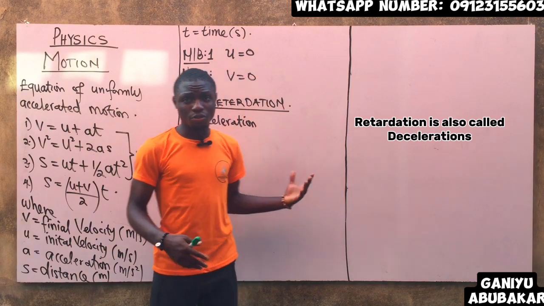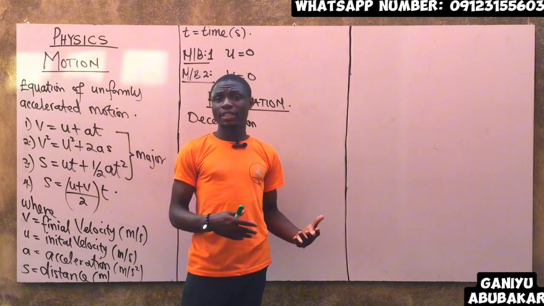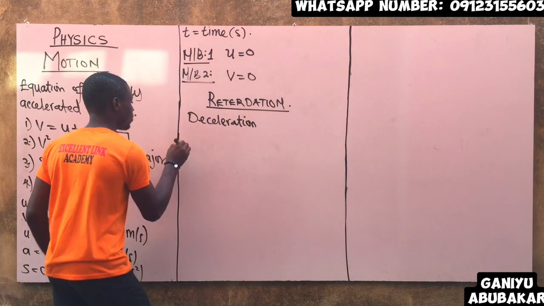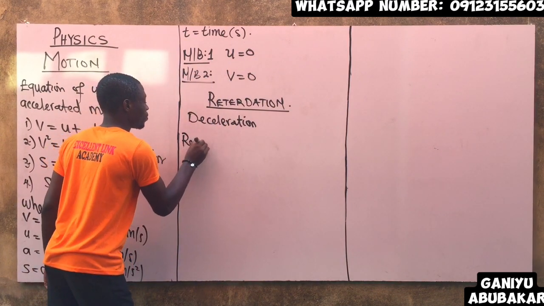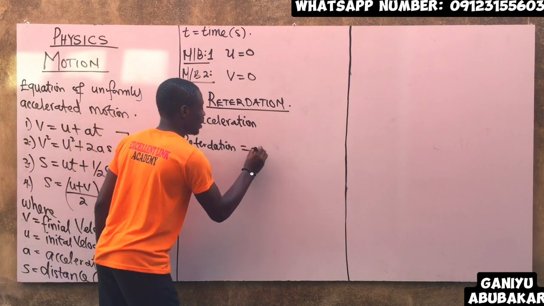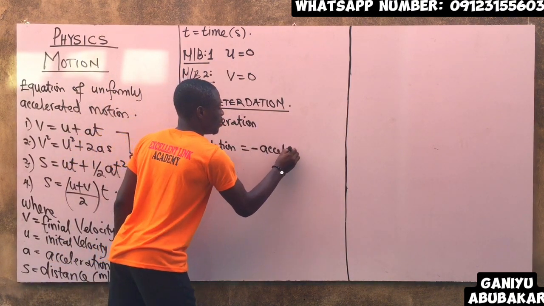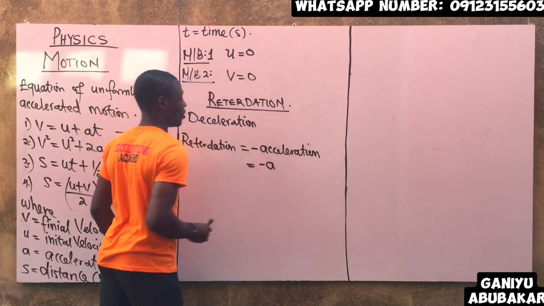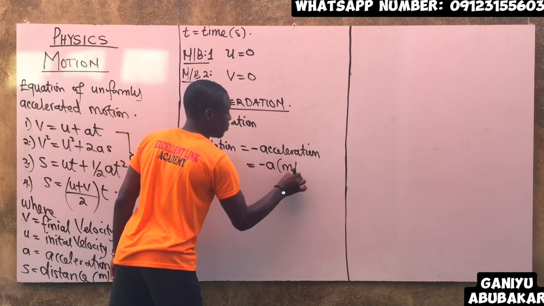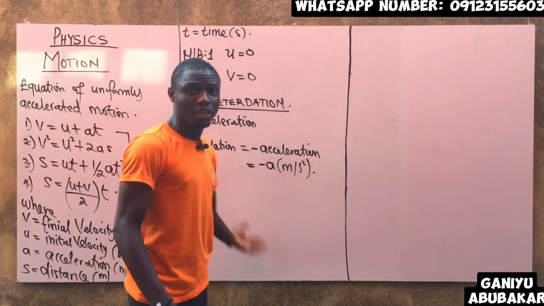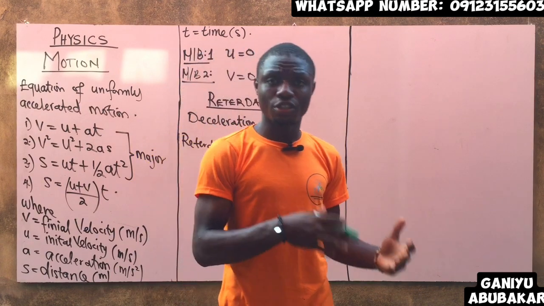We have discussed that retardation is simply a negative acceleration. So mathematically, retardation is equal to negative acceleration, that is minus a, in meters per second squared. So retardation is simply negative acceleration.